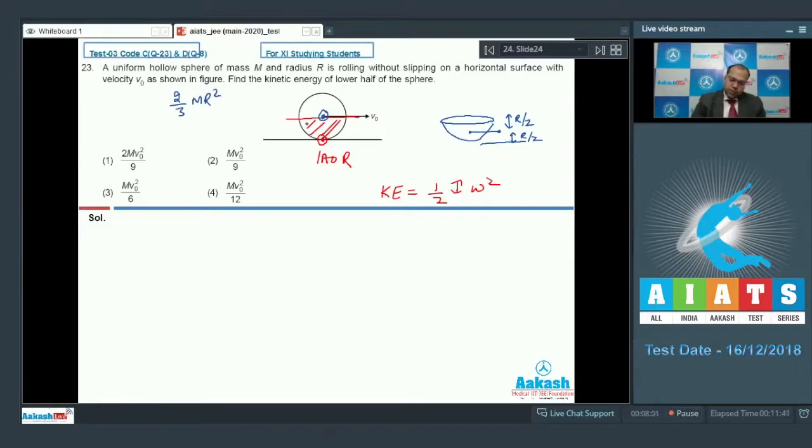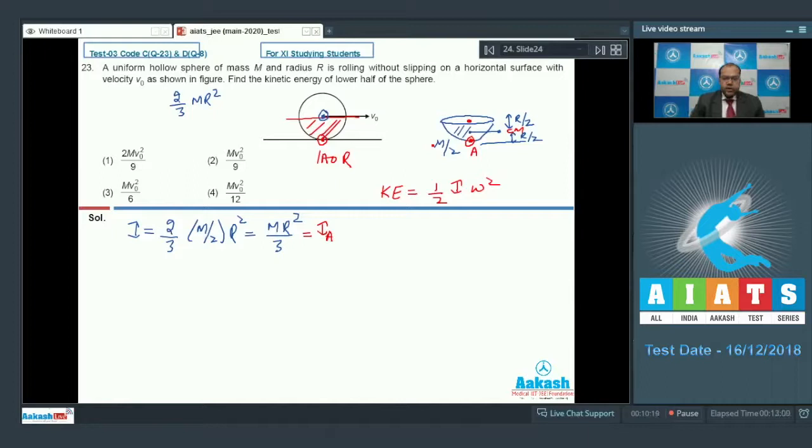Or I can say that the moment of inertia of this hollow hemisphere about this point, where mass is m by 2, can be written as 2 by 3 into m by 2 into r square. So it can be written as mr square by 3. If this position is the position of center of mass, then the moment of inertia of this hollow hemisphere about this point A is also equal to mr square by 3.